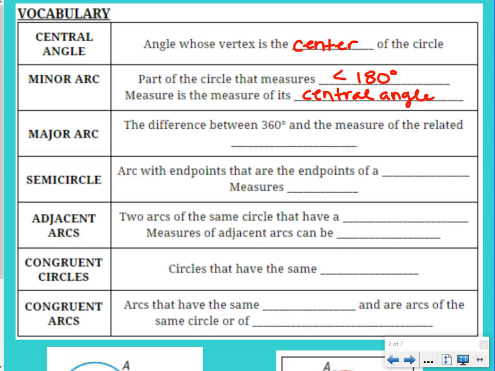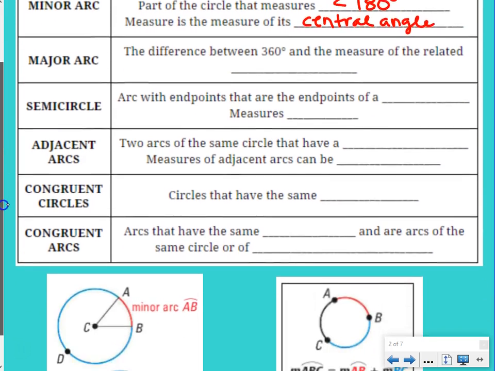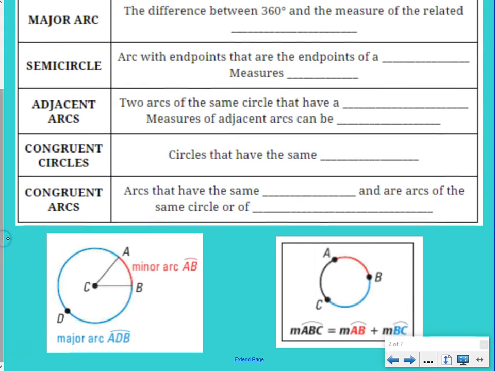So you guys have a nice image to the left of the box. Mine is down here. So right here we have this minor arc. It's less than 180 degrees. So if we were to say the measure of this angle was 40 degrees, then the measure of arc AB would be 40 degrees. It would have the same measure.